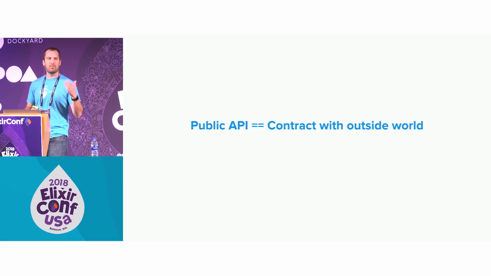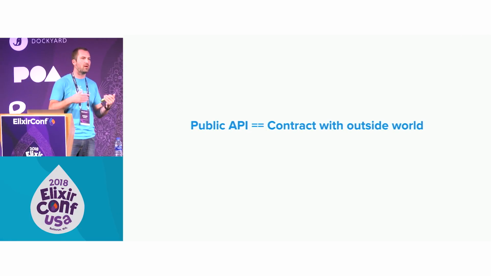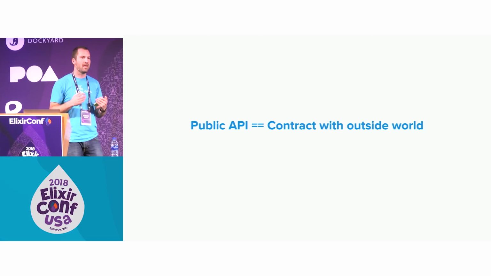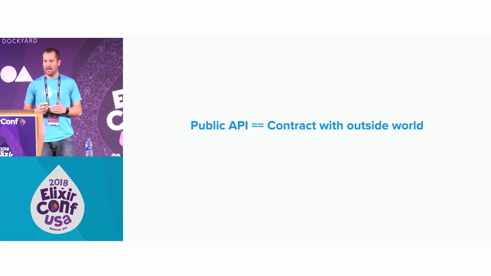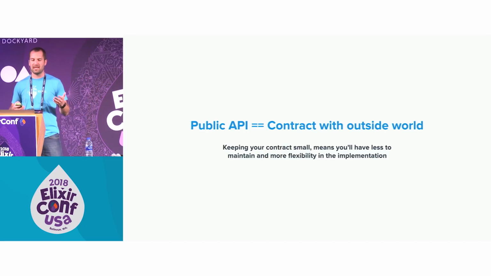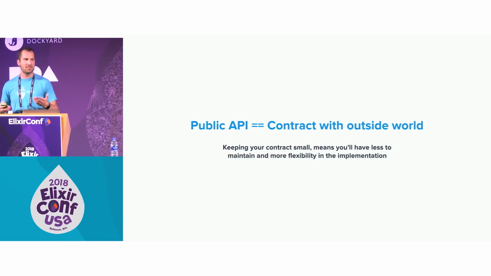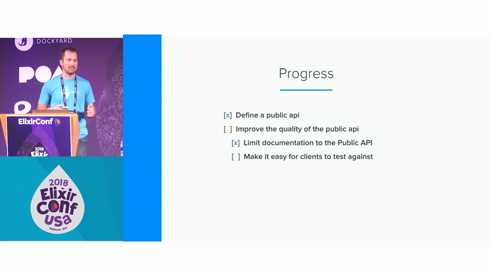And the reason why that's important is our public API is our contract with the outside world. This is what people build on top of, and what we don't want to break as we refactor things. And by keeping our public API small, we have a lot less to maintain, and this gives us a lot more flexibility in our implementation if we do it right. So we've made some more progress. But next up, let's look at testing.